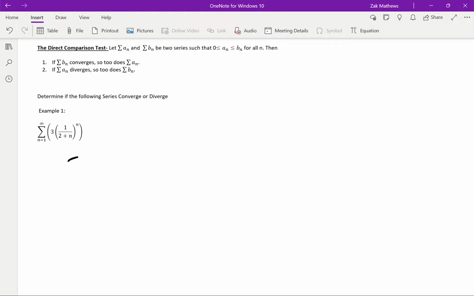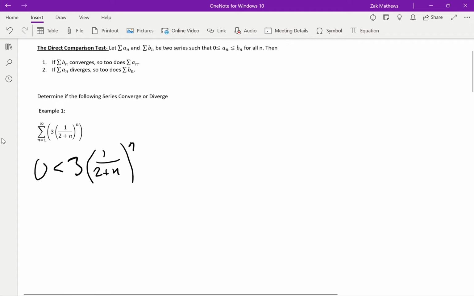If I think about this particular sequence, 3 times 1 over 2 plus n to the n, well, clearly that has to be greater than 0. And we know that because n is 1 to infinity, it's always positive. We have positive 2, it's always positive. Raise it to a power, it's still positive. Multiply, it's still positive. I would really like to be able to compare it to 3 times 1 over 2 to the n. That would just be a nice simple geometric series. And let's think about if that's possible.